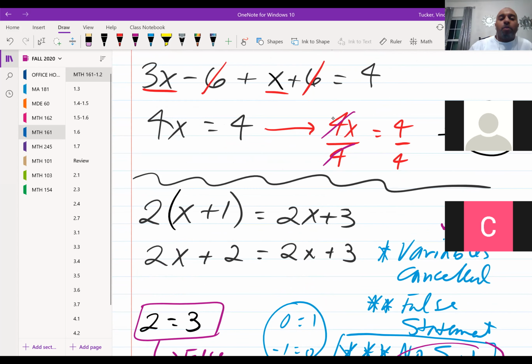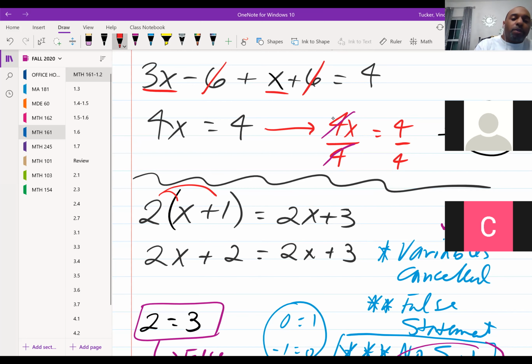we have 2 times the quantity of x plus 1 equal to 2x plus 3. So go ahead and distribute that too. And I know this seems like it has less complexity than what we dealt with up to this point, but there's something special that happens with it. So when you distribute 2, you have 2x plus 2 equal to 2x minus 3.